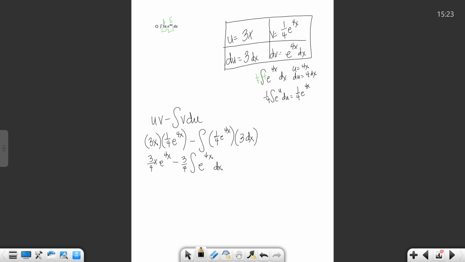And if I pull that 3/4 out in front of that integral, then this is something that I've already done right here, and so I know exactly what it is. And that's going to be 1/4 e to the 4x plus c, and then last time to write it. So I get 3/16 here.